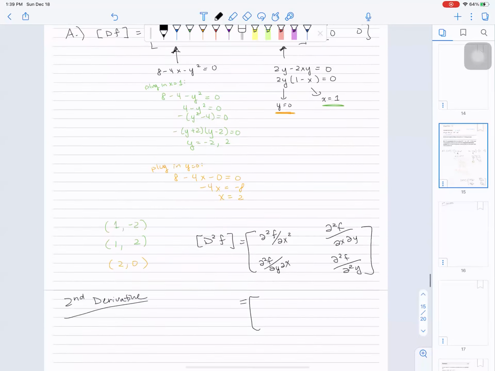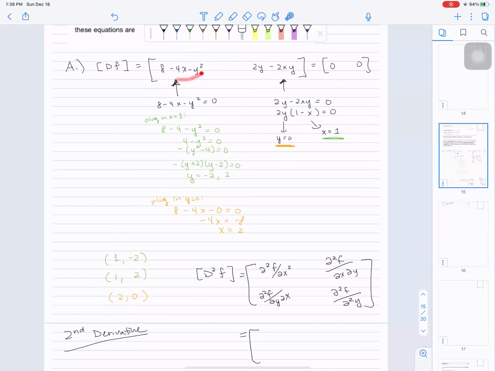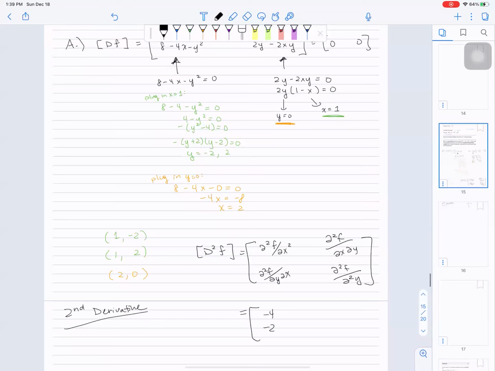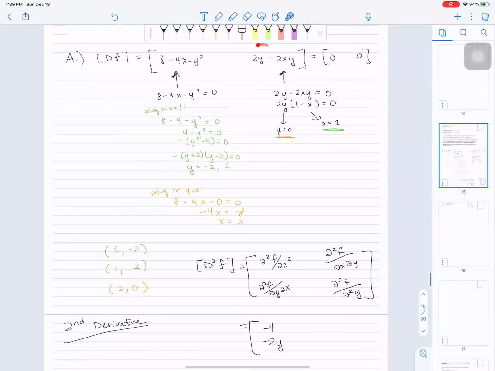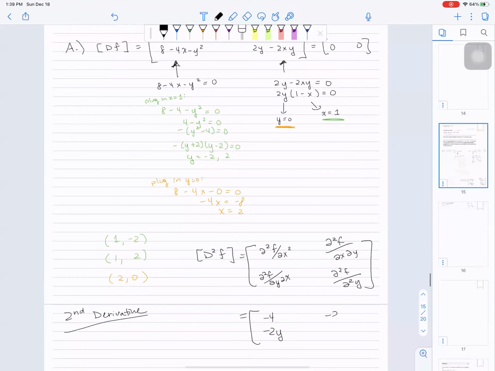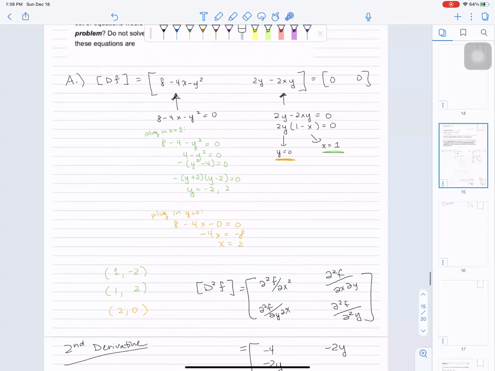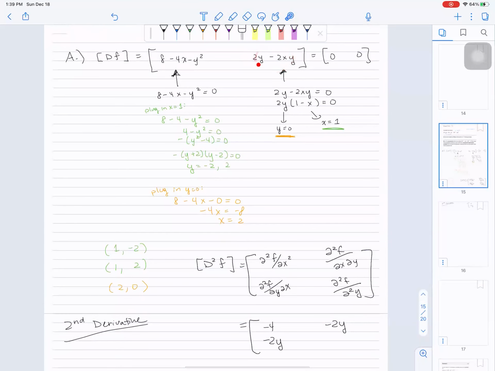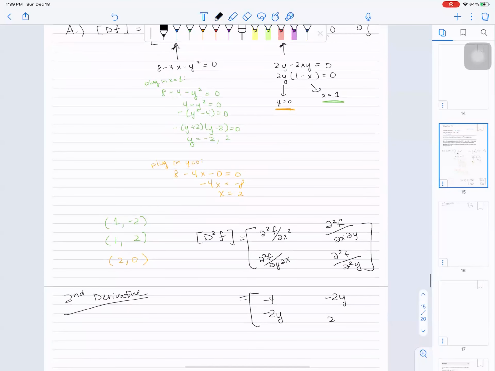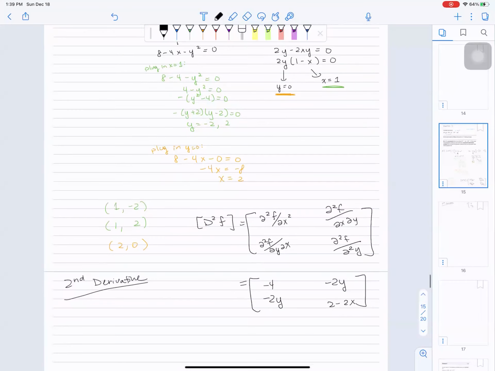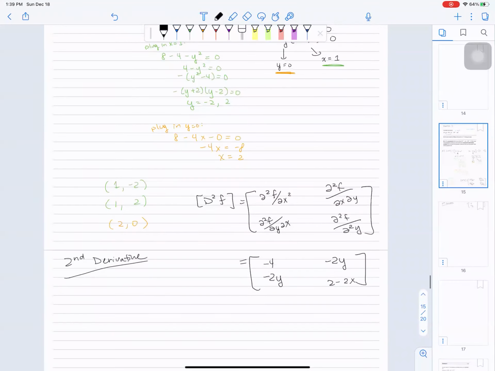Okay, so that means I look at this. Partial with respect to x gives me negative 4. Partial of this with respect to y gives me negative 2y. Let me just double check that my off diagonals are the same. If I take the partial of this with respect to x, I also get negative 2y. That's good. And then this partial with respect to y is 2 minus 2x. That's my Hessian matrix.